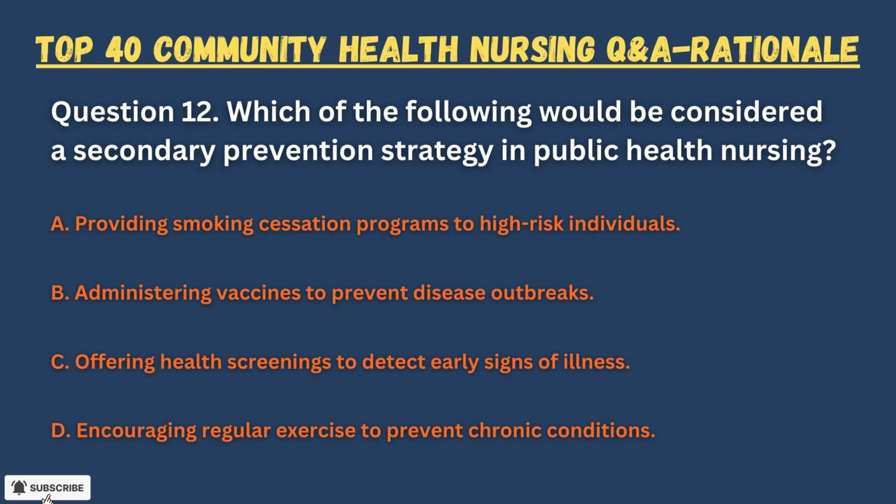Question 12. Which of the following would be considered a secondary prevention strategy in public health nursing? A. Providing smoking cessation programs to high-risk individuals. B. Administering vaccines to prevent disease outbreaks. C. Offering health screenings to detect early signs of illness. D. Encouraging regular exercise to prevent chronic conditions.